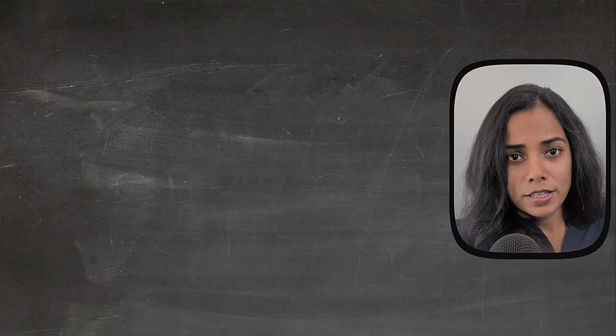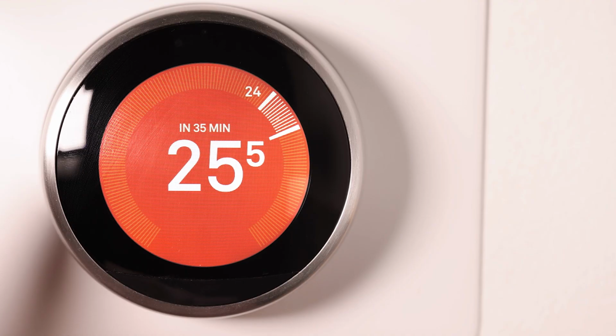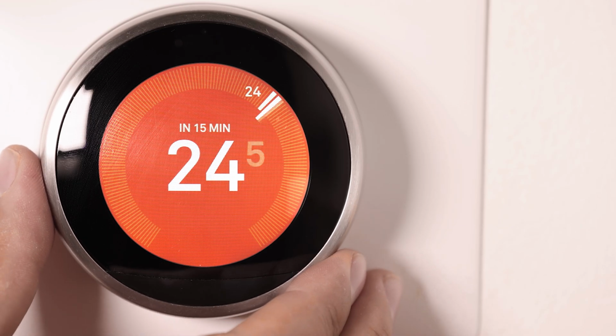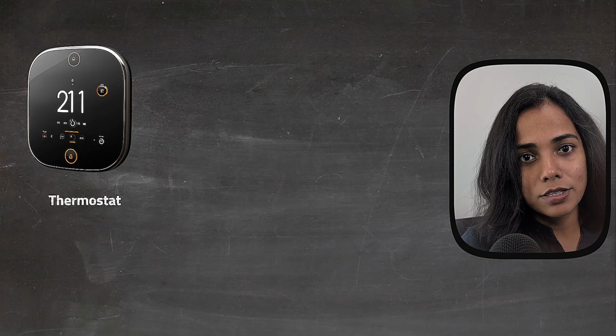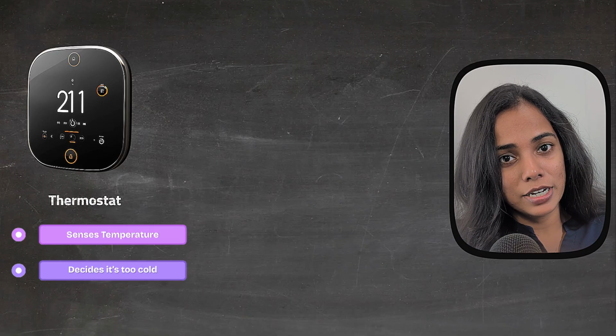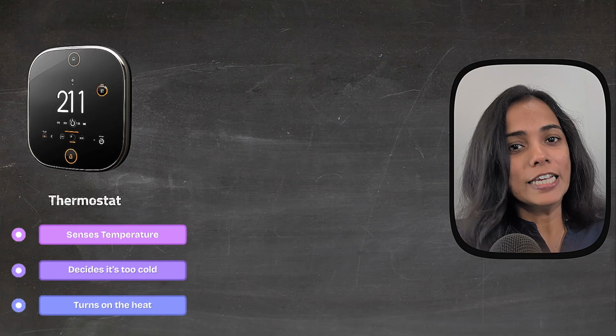So here are some very simple examples of what an agent is. The thermostat in your home, that's an agent. It senses the temperature and then it makes a decision on whether it needs to increase the cooling or not. So it's sensing, it's making a decision, and then it's acting on it. Doesn't use an LLM yet.